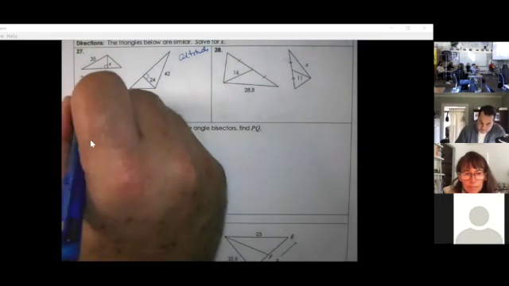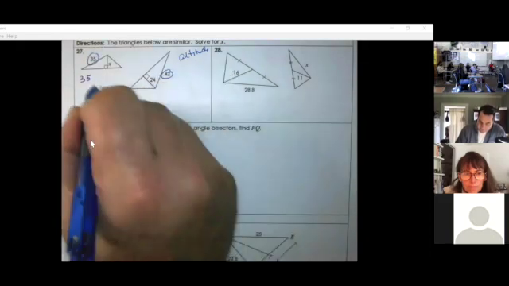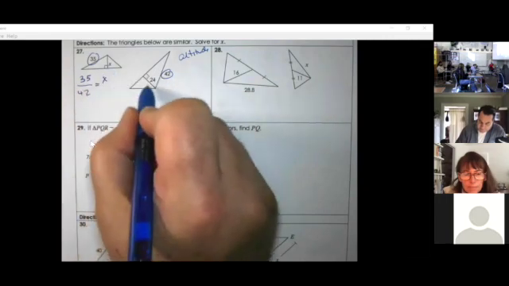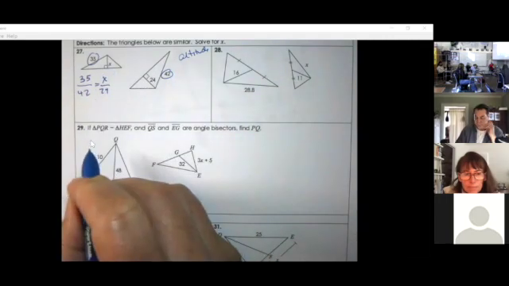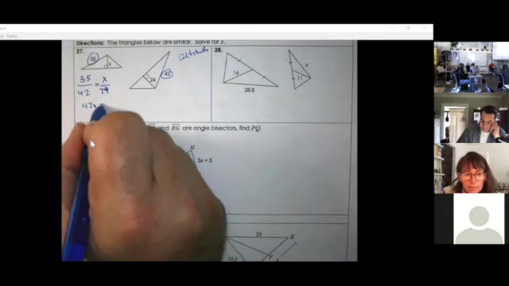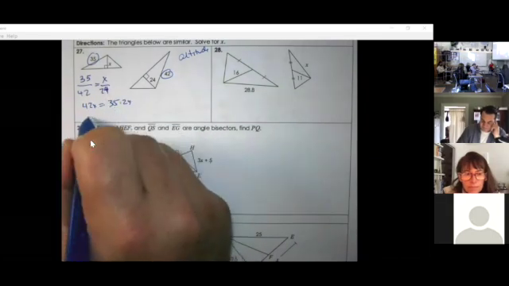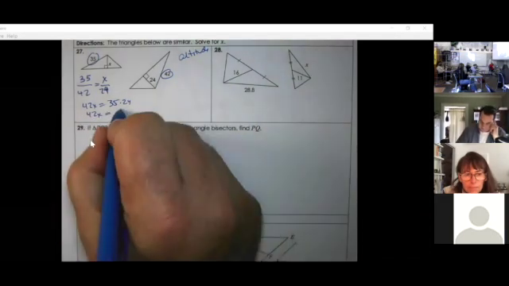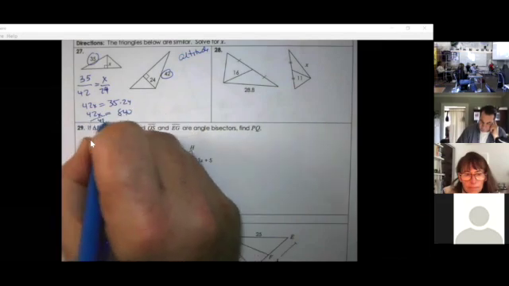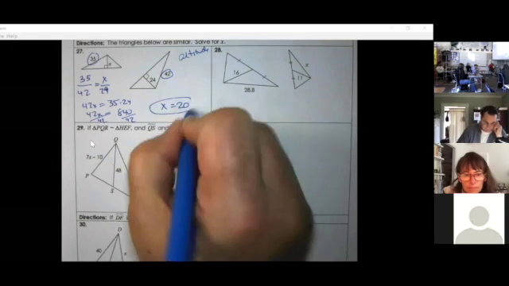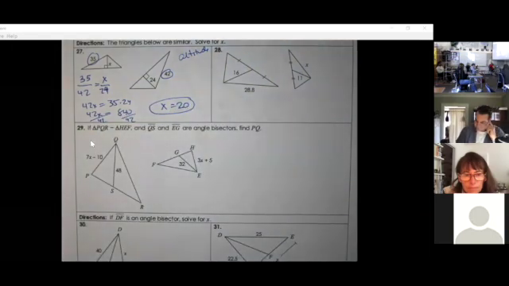So these sides must be matching. 35 and 42 would be the same as x and 24. Their ratio would be the same. So 42x equals 35 times 24. 42x equals 840. Divide by 42, divide by 42, x equals 20. We're solving for x, yep.